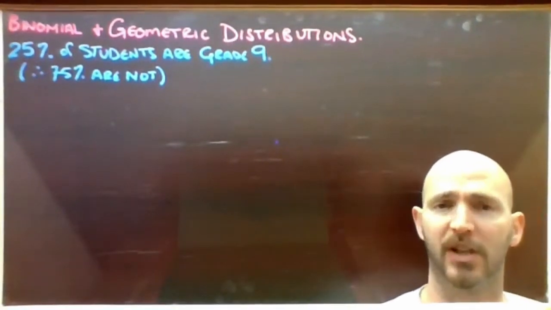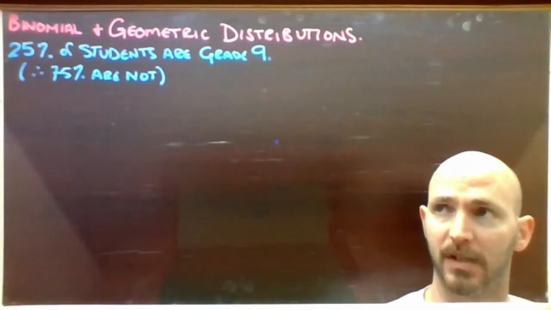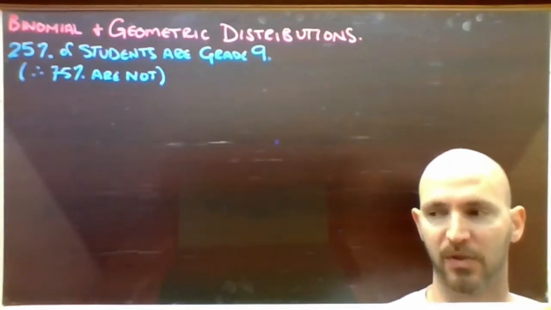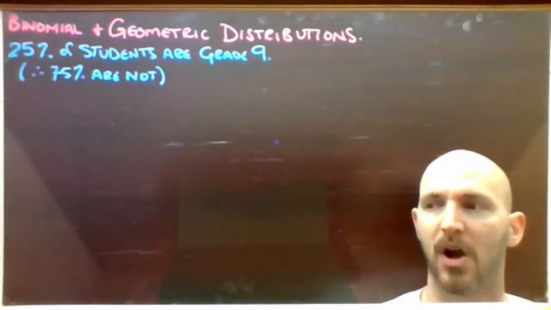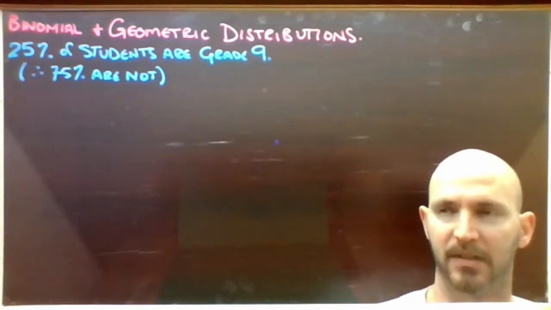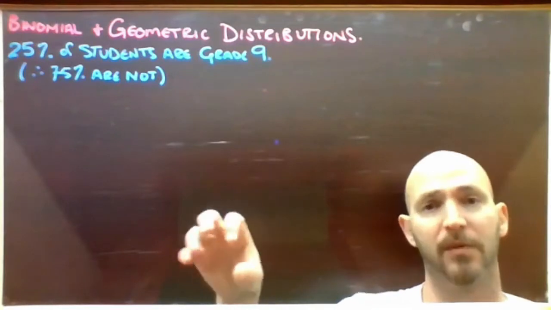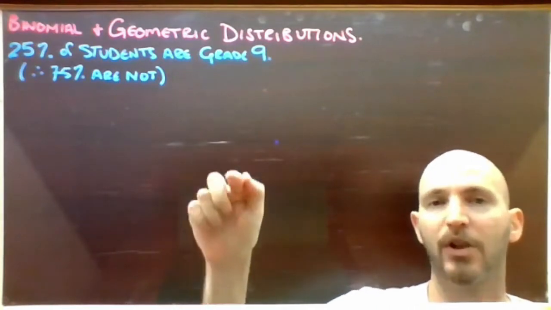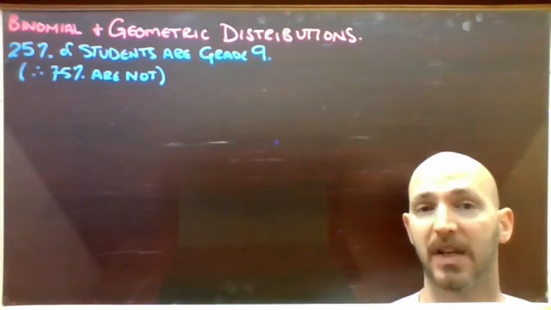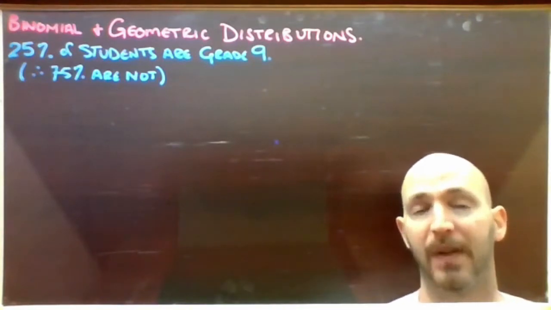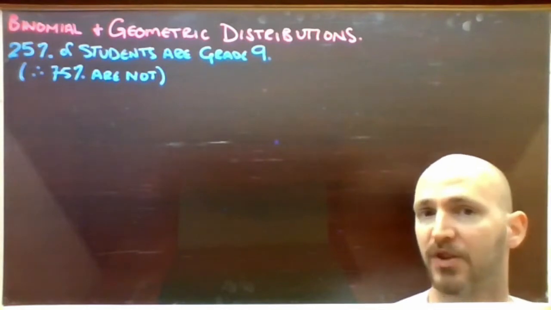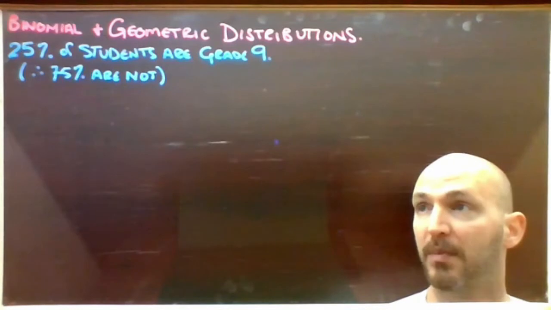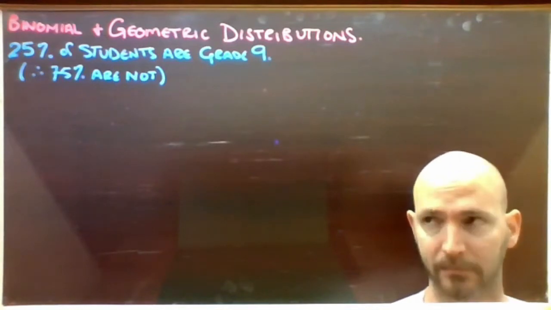We're going to finish off our chats about probability distributions with the geometric and binomial distributions, which are specific models for determining the probability of finding a certain percentage of objects within a larger group, or how long you have to wait until you find a particular type of person or thing. So we're going to start with the geometric distribution question, and we're going to start by talking about people who are not in grade 9.